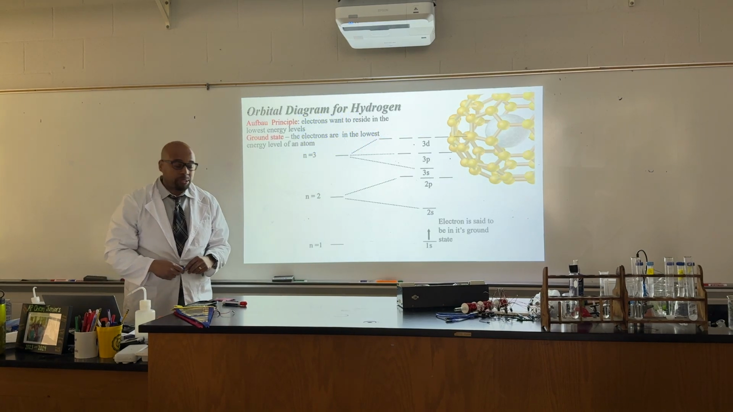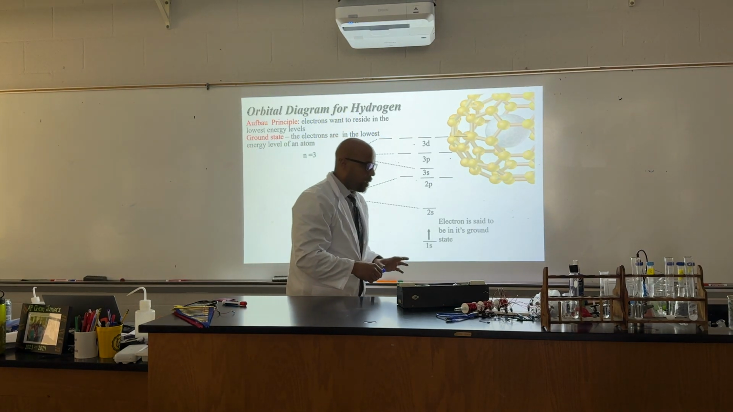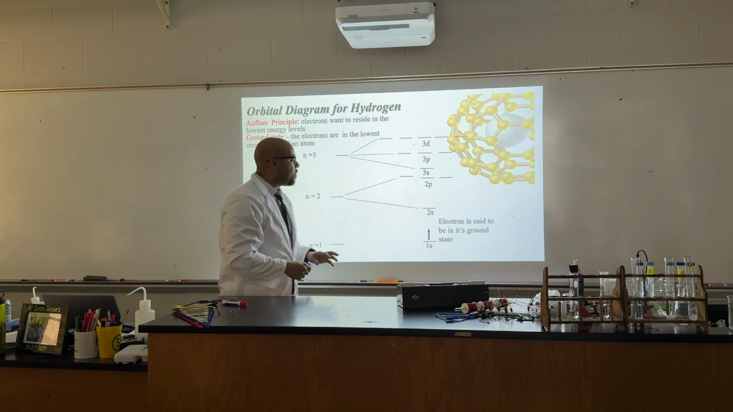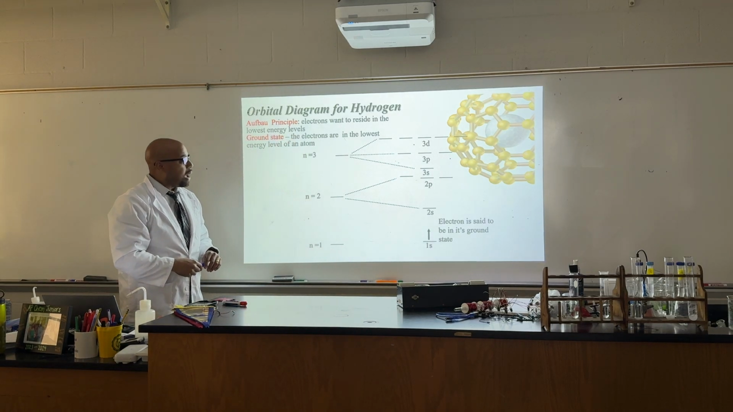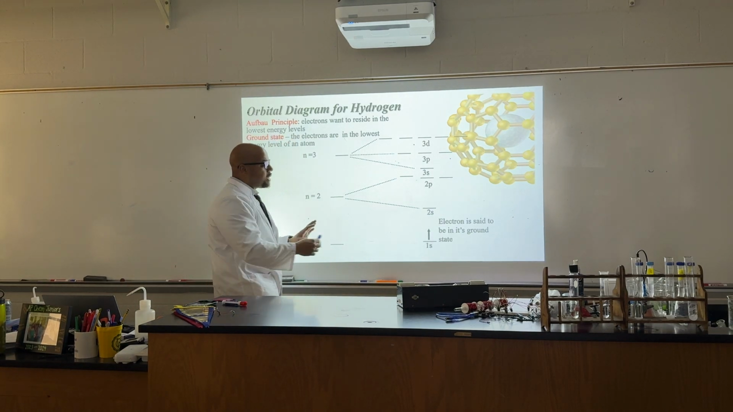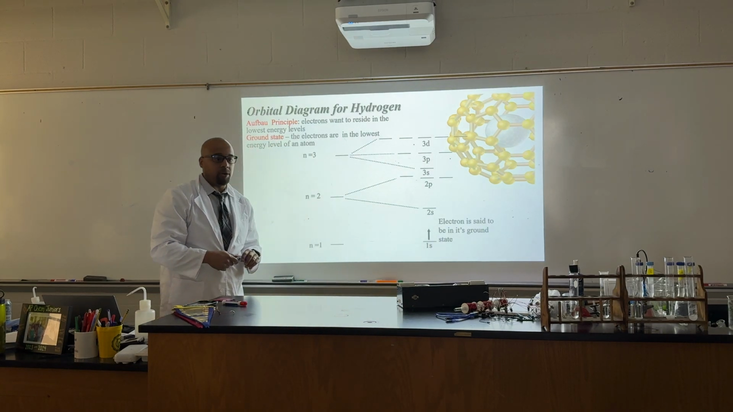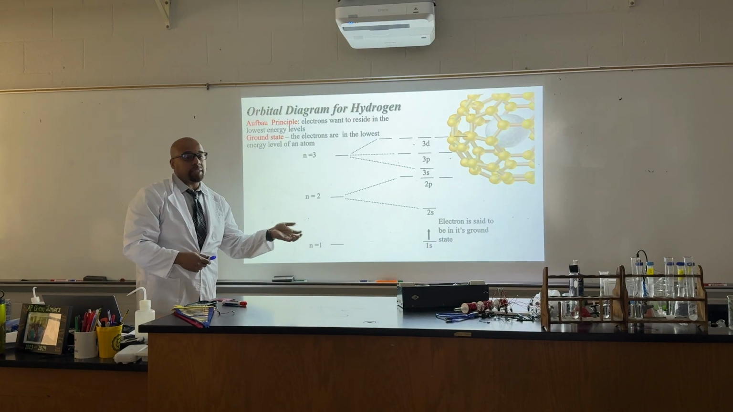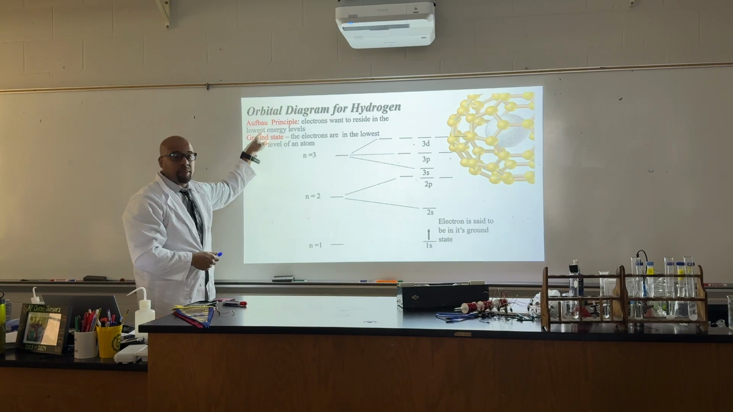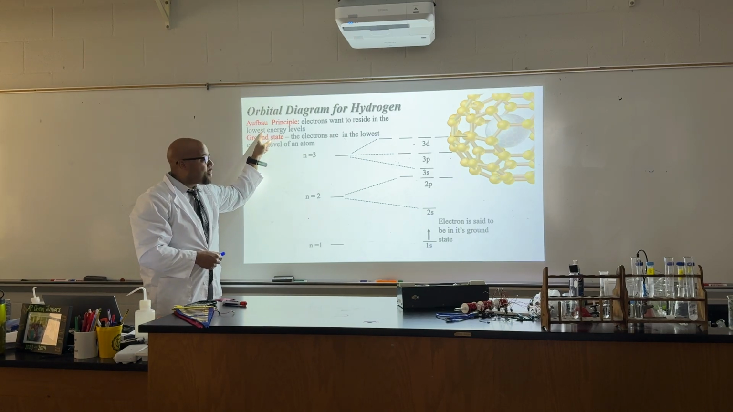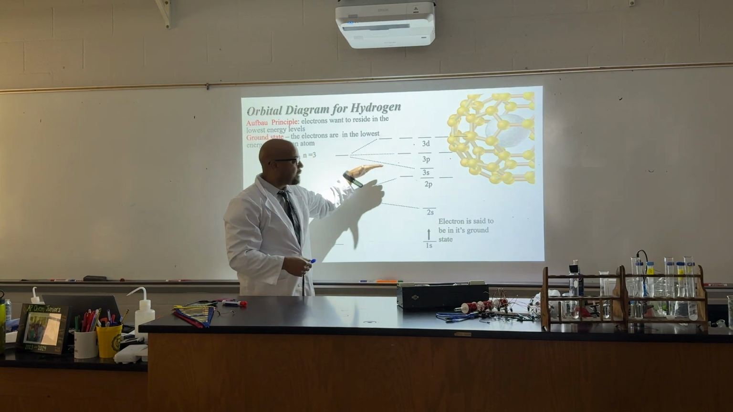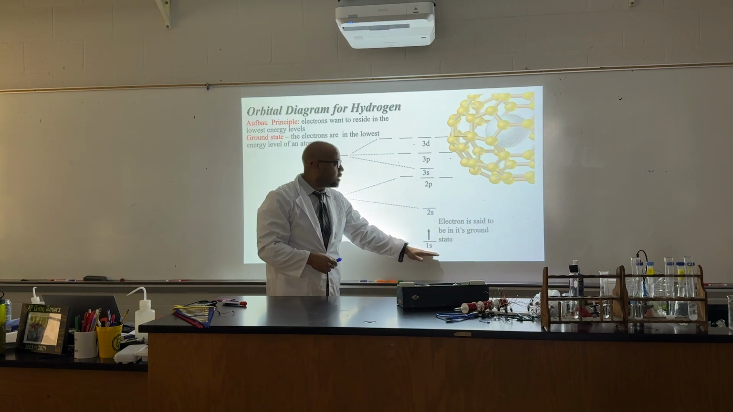Here we go. What we're going to talk about today is we're going to come back to this orbital diagram, and we're going to take a look at the element hydrogen in this case. When it comes to hydrogen, its electron is in the 1s sublevel, so it's just sitting down here. The reason I know it sits down there is because of the Aufbau principle. The Aufbau principle simply says the electron has to exist at the lowest possible energy.